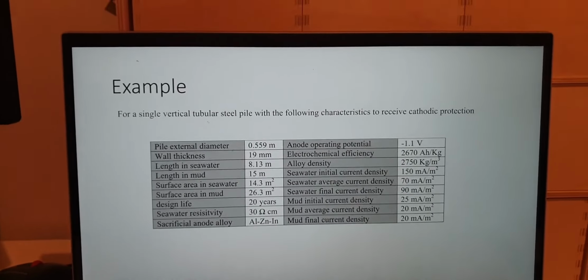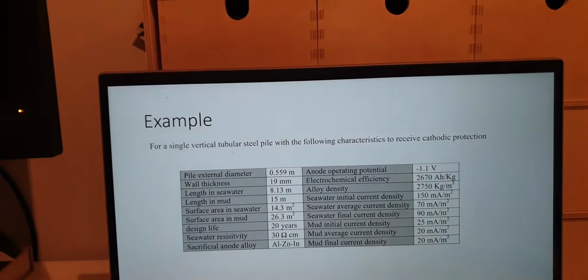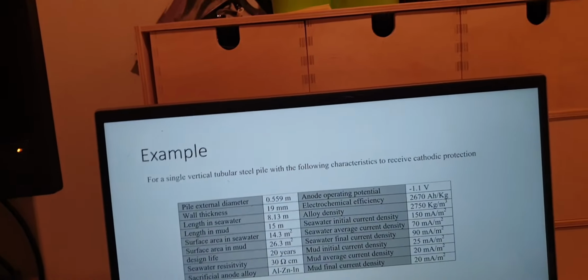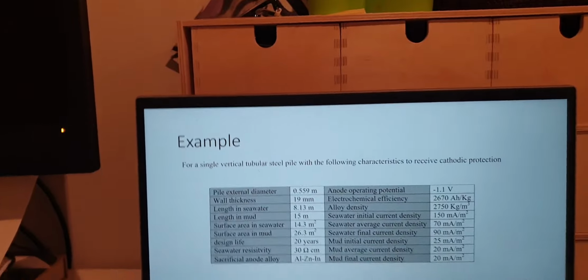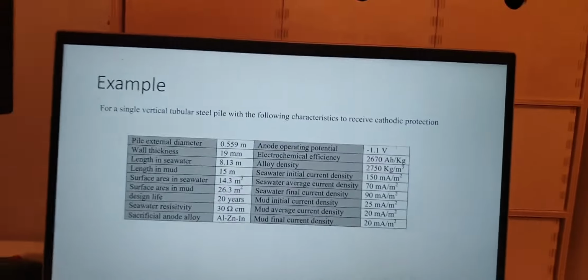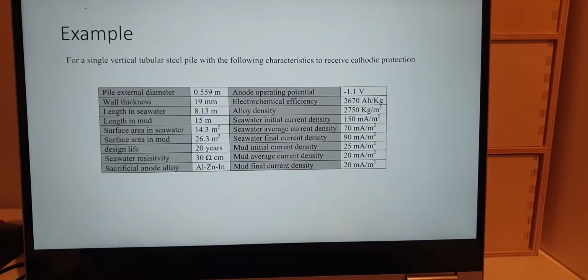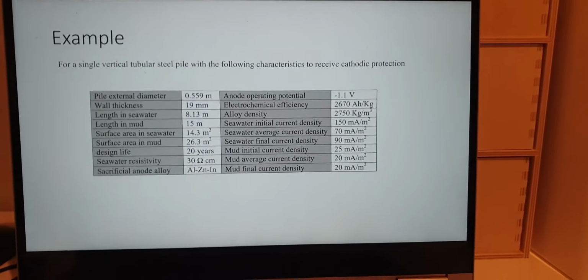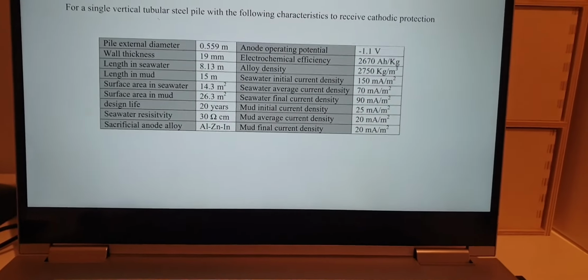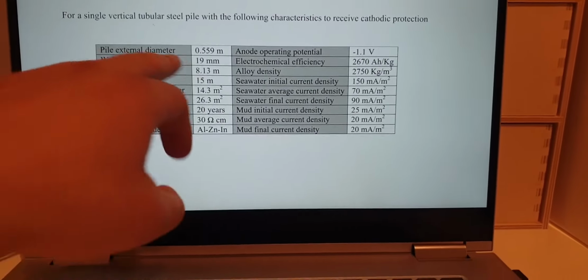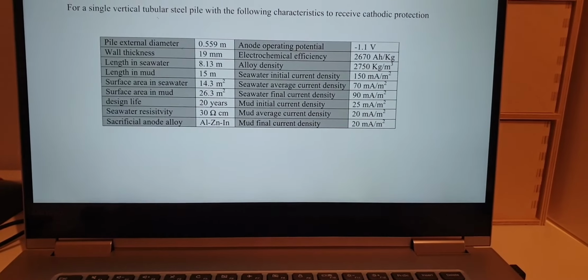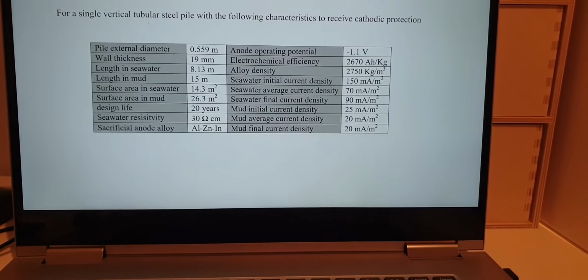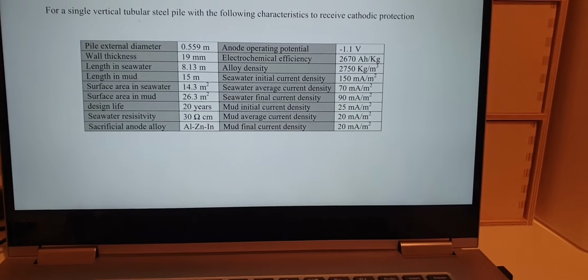Imagine a pipeline that goes from the air and enters the sea and then passes through the sea, and when it leaves the sea, it's a very short distance. And when it leaves the sea, it passes through mud and then it goes outside. So the diameter is basically 0.6 meters. The wall thickness is 19 millimeters. And those are the characteristics.